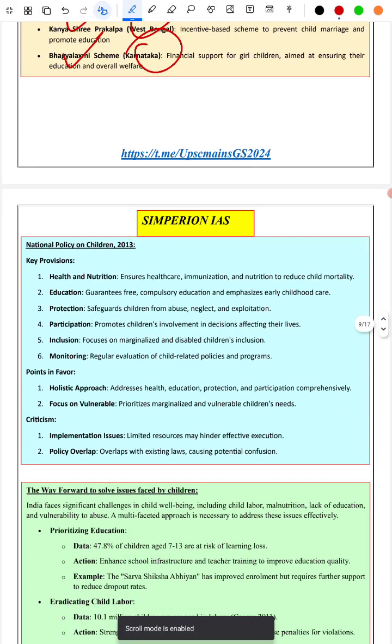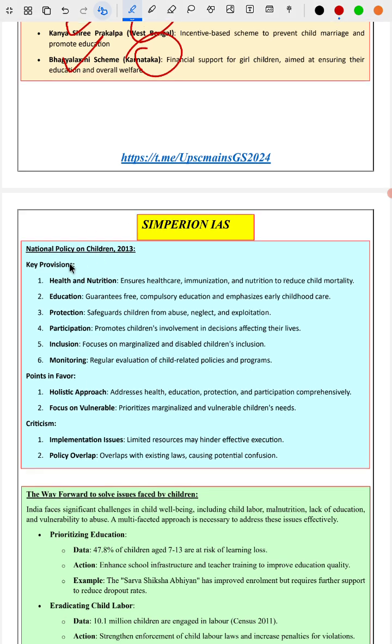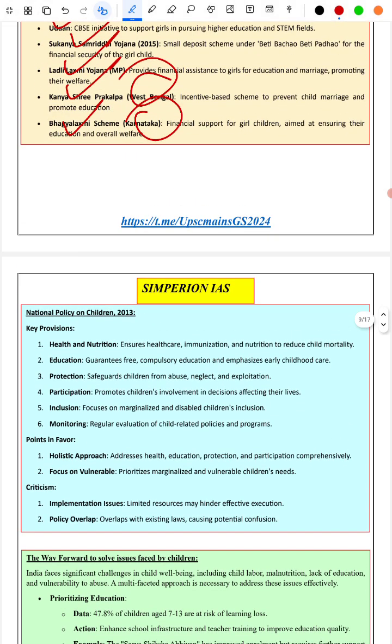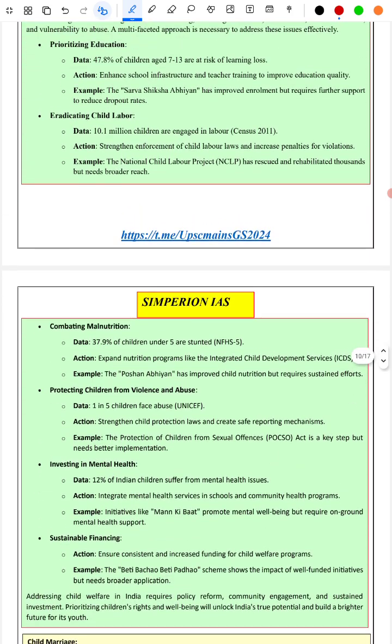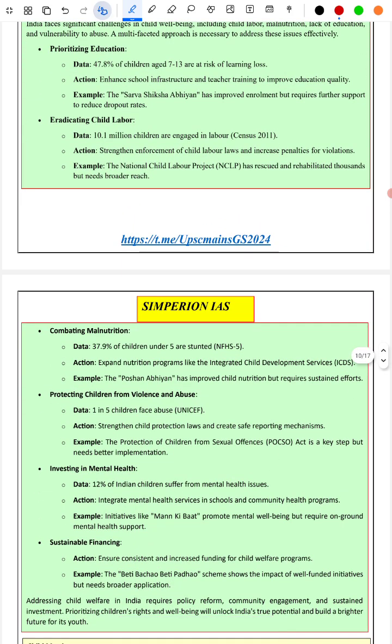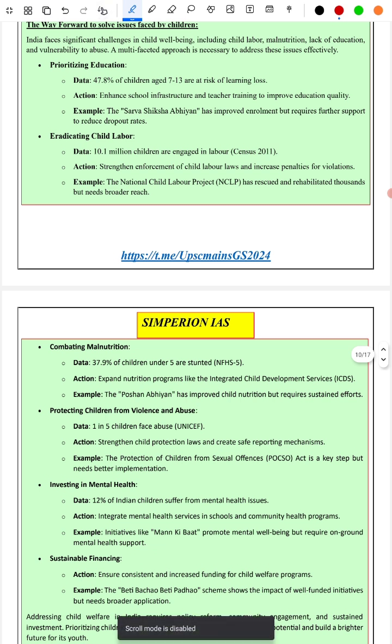Next we have covered the National Child Policy of 2013. We are given the key provisions of the National Child Policy. We are given 6 important provisions, and what are the positives of the National Child Policy 2013 and what are the negative provisions. We have covered that as well. Next we covered the way forward.